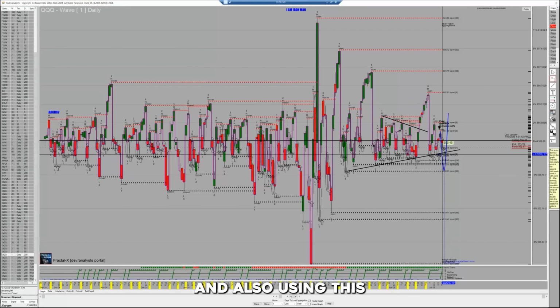And also using this mean wave, I'm going to talk about the mean wave in a bit, but you can understand the mean wave in this way. I use the mean wave to understand where the market fear is. If the mean wave, let me turn on the probable bands.